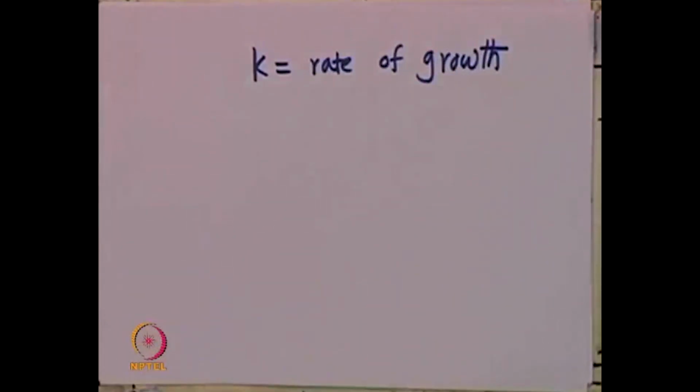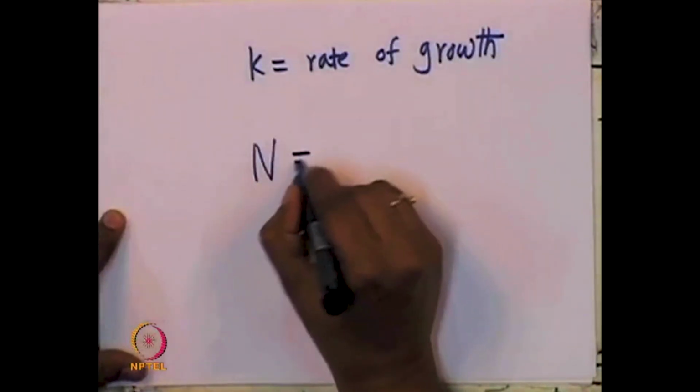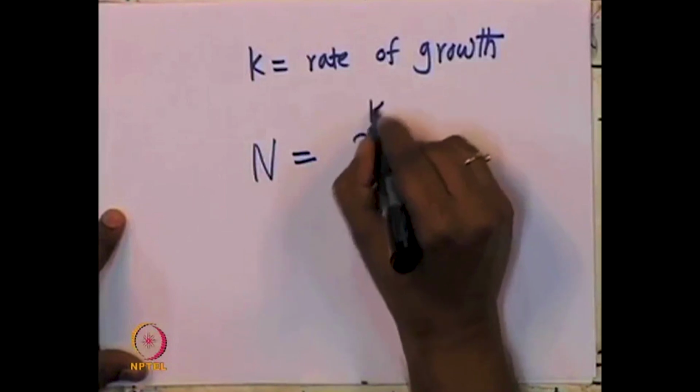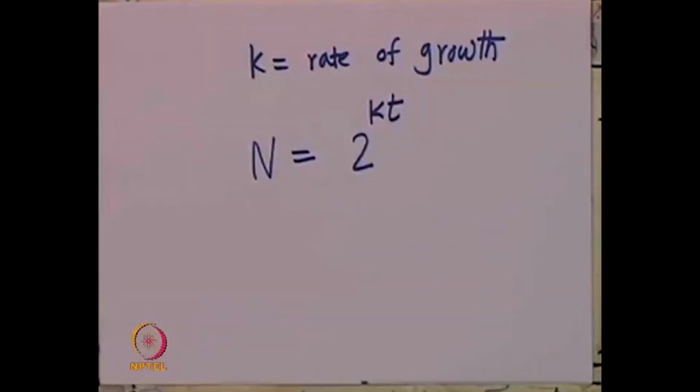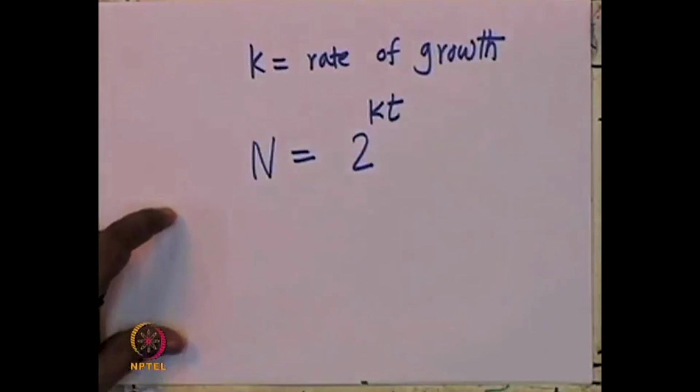So, which is something per second or something per minute, and we will have n is 2 power k t. So, this is the formula. We had k is 1 over 20. So, we had t by 20 before for E. coli.